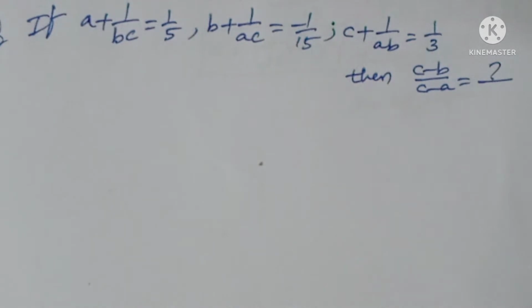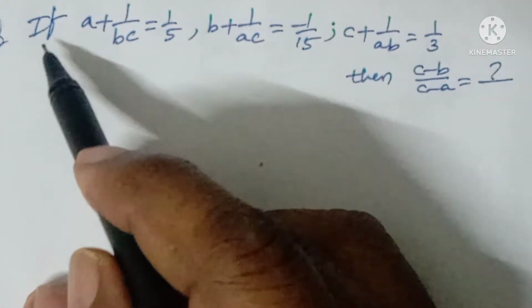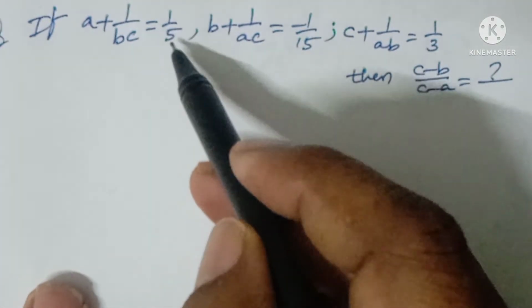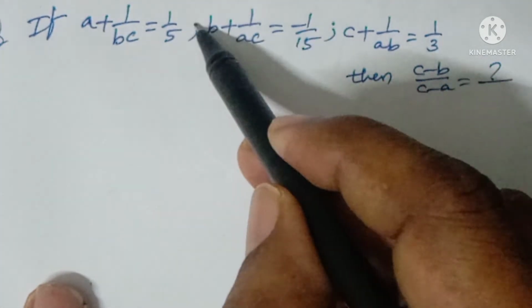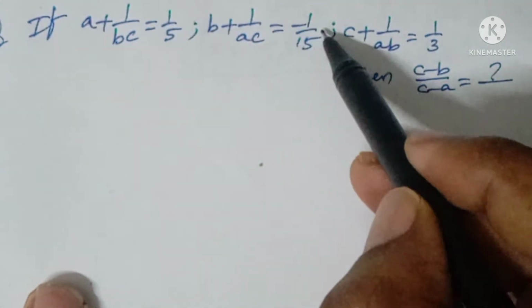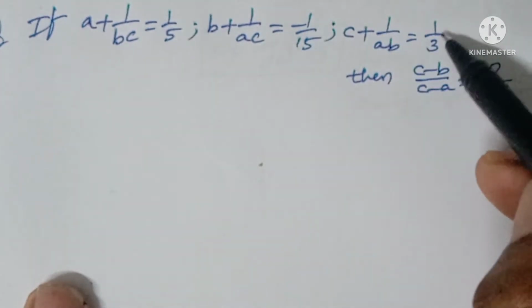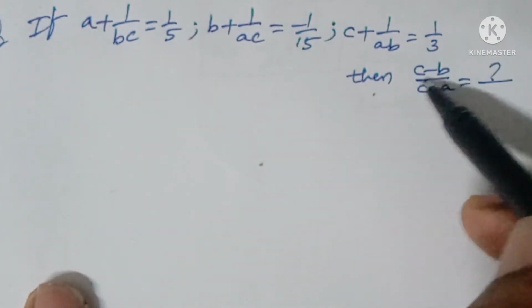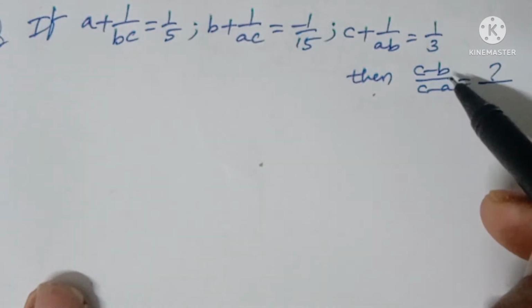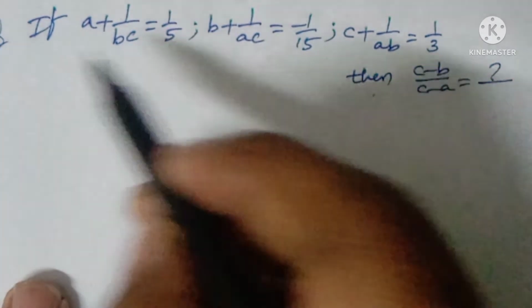Welcome to AyaansMath. The question is given: if a plus 1 by bc is equal to 1 by 5, b plus 1 by ac is minus 1 by 15, c plus 1 by ab is equal to 1 by 3, then you have to find c minus b by c minus a.